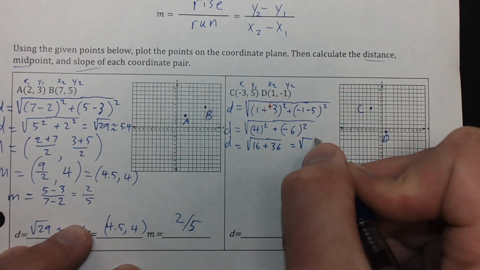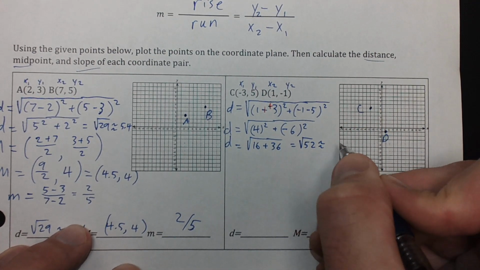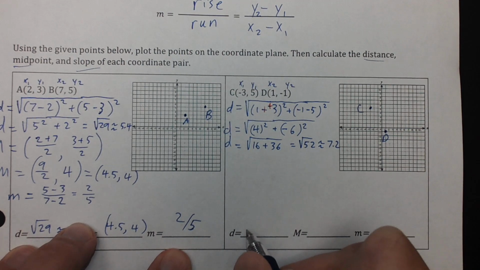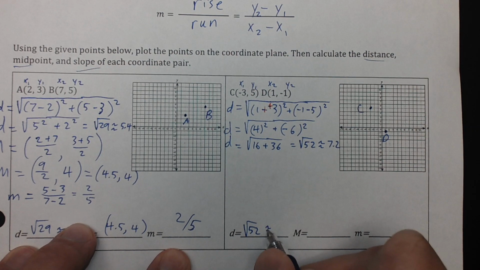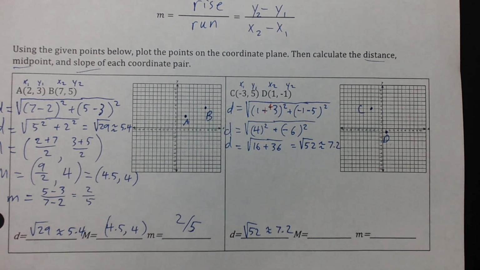When you calculate this, you get distance is equal to 16 plus 36, which is the square root of 52, which is approximately equal to 7.2. So that is your answer. The square root of 52 is the exact answer, or the approximate answer is 7.2. You should be prepared to write either one of those, depending on how the question asks you for the answer. Okay, midpoint.